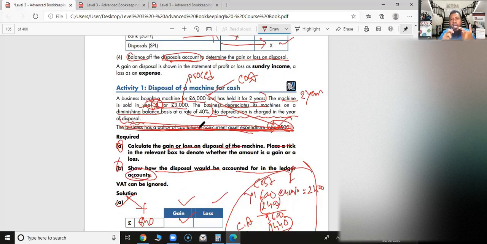The information is: you bought the asset two years ago for £6,000. That's one piece of information. The second one: you sold it for £3,000, and there's a depreciation percentage, 40%. Third piece of information. And one more: do not charge any depreciation in the year of disposal. Sometimes you have to do pro rata, on a month by month basis.